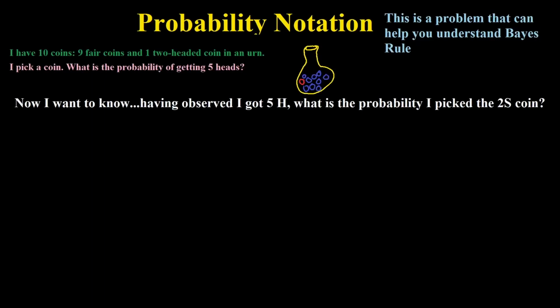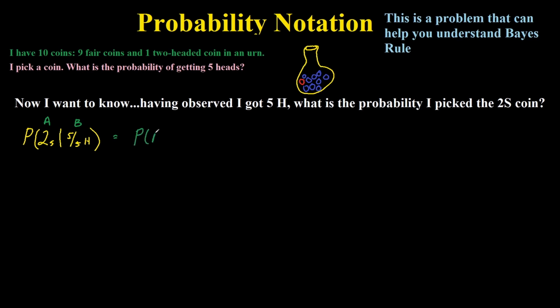So now we want to know, given that we observed 5 heads, what is the probability we picked the two-sided coin? Written in probability notation, what is the probability of getting the two-sided coin given that we observe we got 5 out of 5 heads? So remember, the hypothesis is always A. What you observe is B.